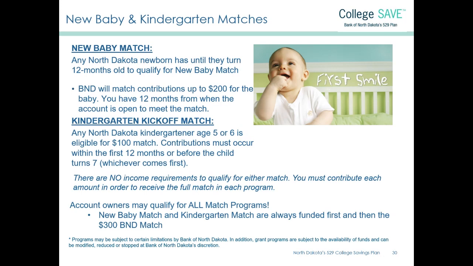Now you got the $300 B&D match. You put in $500. You've doubled that $500 to $1,000. You keep contributing now monthly $25 or $50, and when they turn 5, you opt into the kindergarten kickoff match. So now you've gotten $600 in matches, plus hopefully 6 years of growth on your investment. So we're happy to be able to offer this.